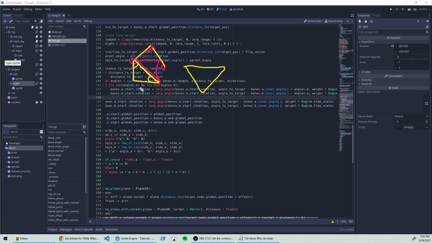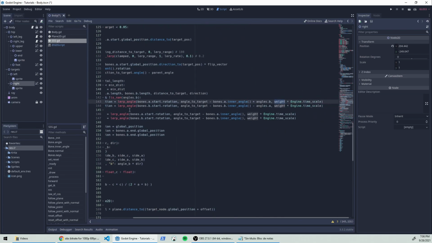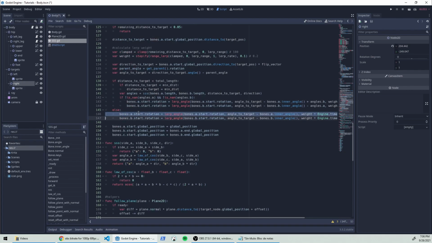If you have doubts about that, you can let me know in the comments, and I might try to explain it better. Then we just apply, let me erase this. Okay, and then we apply the weight that we calculated here, so it lerps soft or hard depending on the distance to the target. And as usual, I multiply by the engine timescale, so if I'm in a slow motion part, it will look right. Then here, if we're just pointing at it, all we need to do is give it the angle to the target, cancel the inner angle, and you're done.